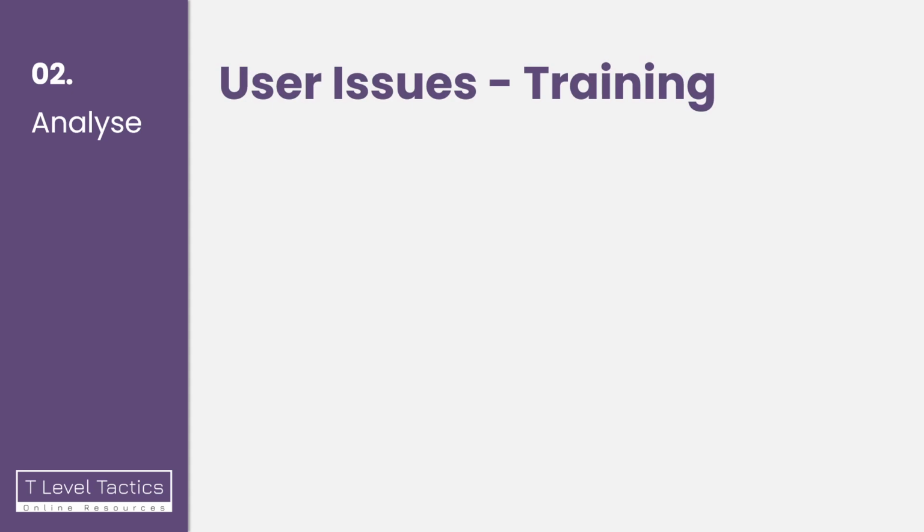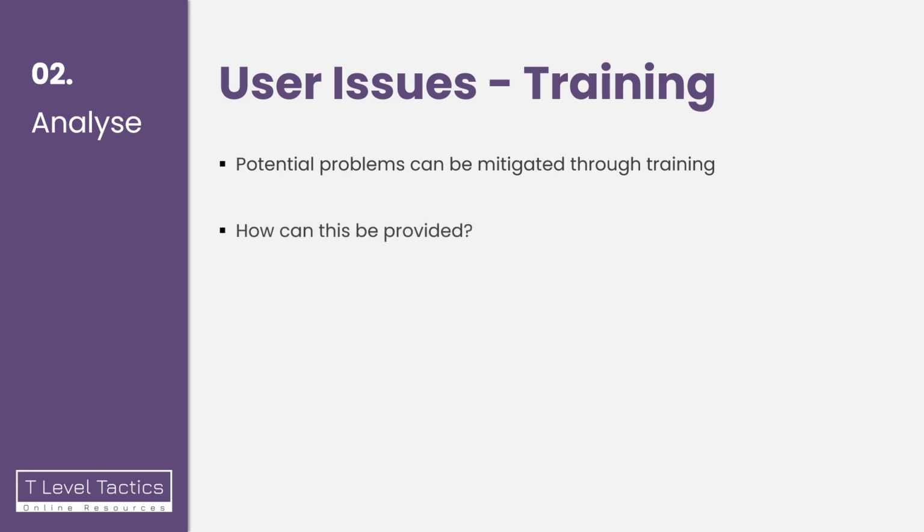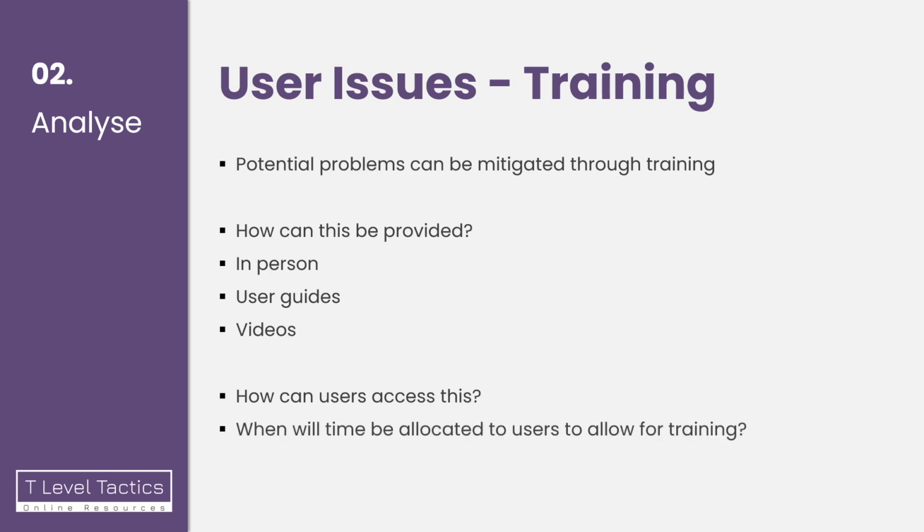In terms of training, some of these problems can be mitigated through training. But the problem in organizations is often, well, how can this be provided? Is it going to be in person? Is it through electronic user guides that people can access themselves? Is it going to be through videos? More importantly, how can users access this and when are they going to have the time to do so? If it's going to be a part of their job, then are they going to need to train themselves on this during work hours? Or are they going to be given additional time and funding to do it out of regular hours?